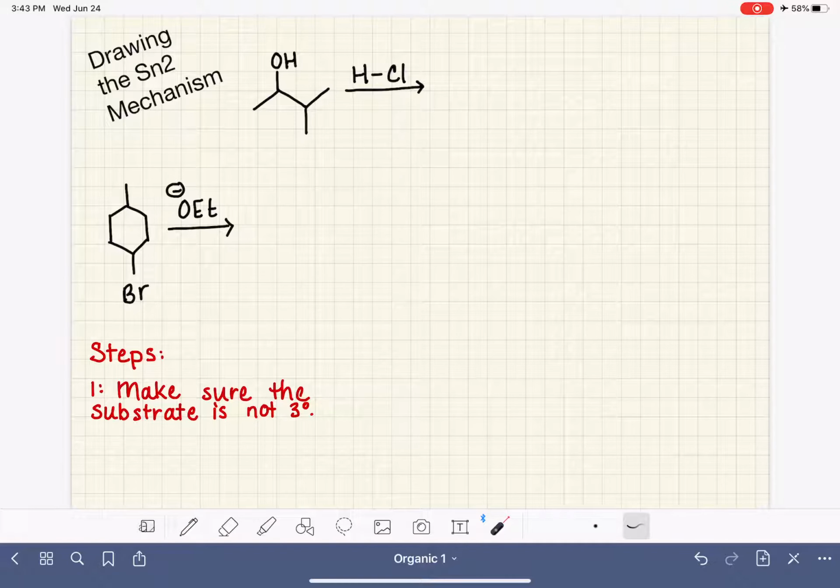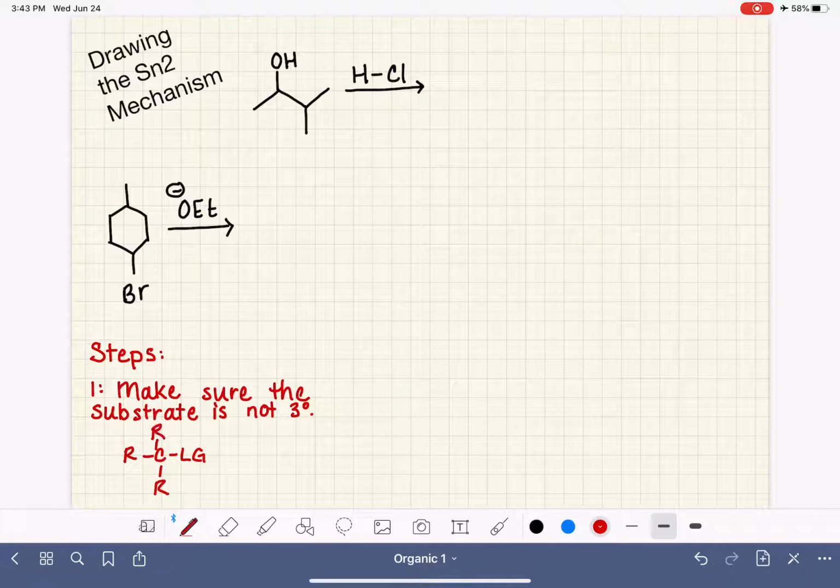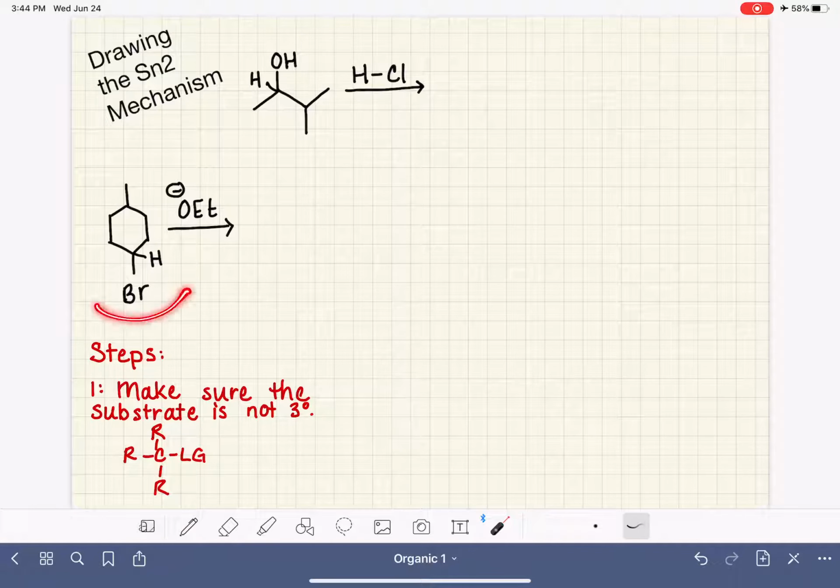A tertiary molecule is not capable of undergoing an SN2 reaction due to steric hindrance. A tertiary molecule is one where the leaving group is attached to a carbon that does not have any hydrogens on it at all. In both of these molecules, our leaving group is attached to a secondary carbon that has 1 hydrogen present, and secondary carbons are capable of doing SN2, so both of these molecules are valid SN2 molecules.